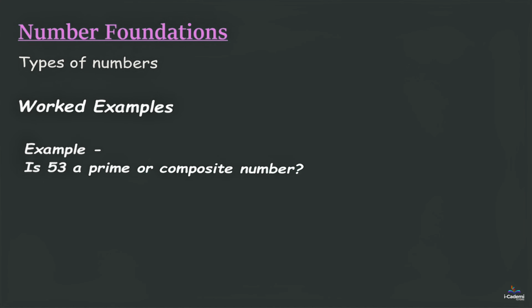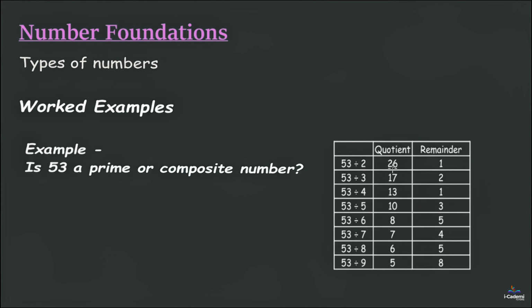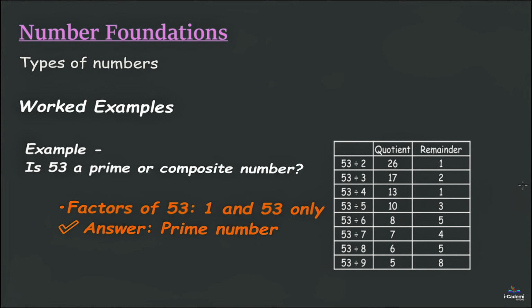If we test numbers like 2, 3, 4, 5, 6, and so on, we quickly find that none of them results in a whole number when dividing 53. We can see this from the table that 2 divides 53 with a remainder of 1, 3 divides 53 with a remainder of 2, and so on. Therefore, the only factors are 1 and 53. Since 53 has only these two specific factors, it perfectly meets the criteria of a prime number. Therefore, the answer for this example is that 53 is a prime number.